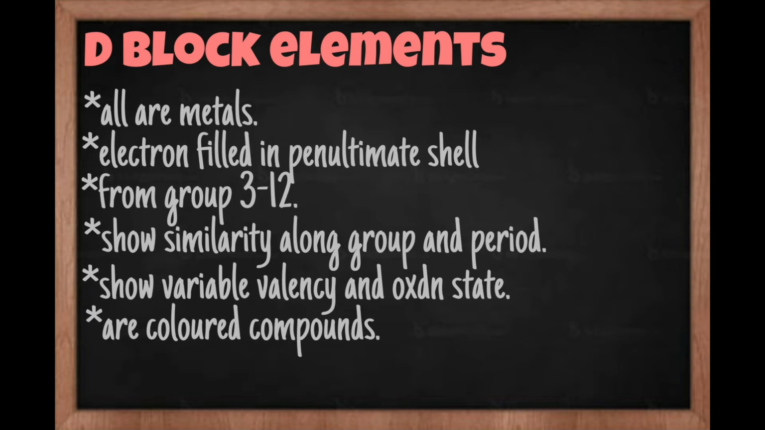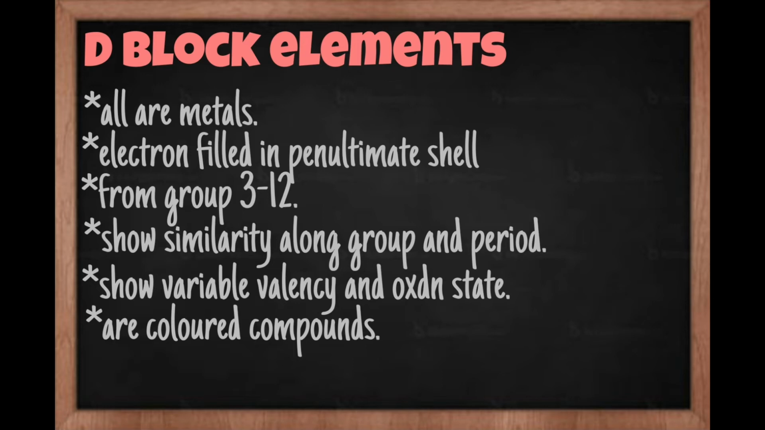Then they show similarity along a period as well as a group. These elements show some similarities period wise and group wise. Then, this point we learned in the last class, they show variable valency and oxidation state. The oxidation state will be different. Then the compounds of D block elements are colored compounds. The D block elements have another name also, transition elements. For oxidation state, I have taught you how to find it. There are many questions in the textbook, you can check them. If there is any doubt, you can put it in the comment box.